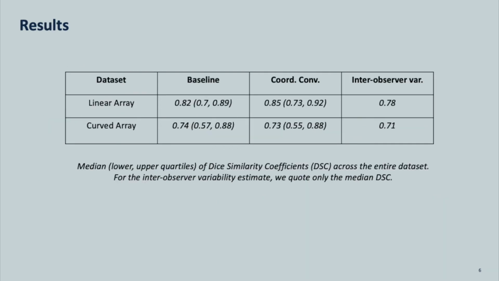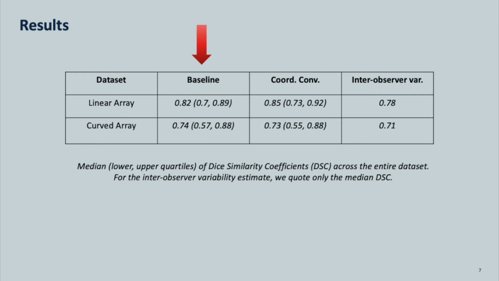It can be seen that despite having fewer images, the baseline model for the linear dataset obtained a higher median DSC than the model for the curved dataset. For the linear dataset, the coordinate convolution model improved the DSC and reduced the area error and the bias. We did a two-tailed Wilcoxon signed rank test, and we found that the difference between the baseline DSC and that of the coordinate convolution model was statistically significant for the linear dataset, but there was no significant difference for the curved array dataset.